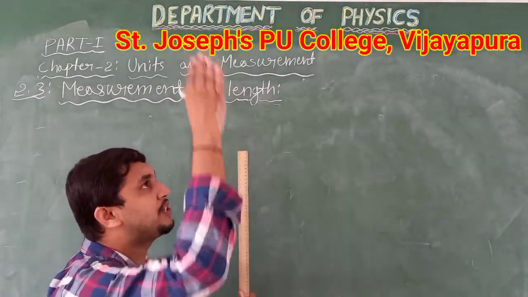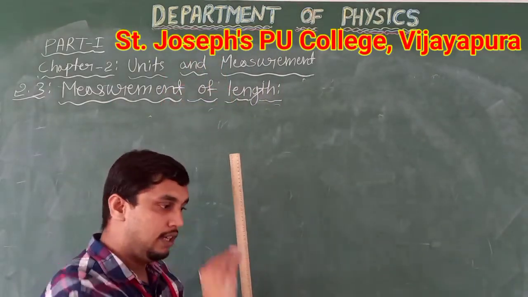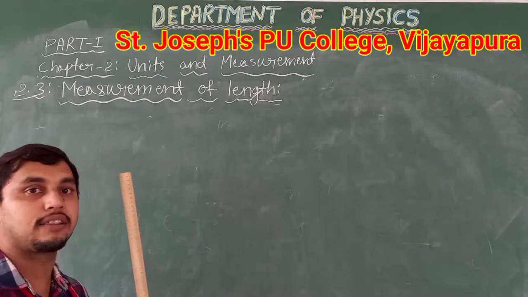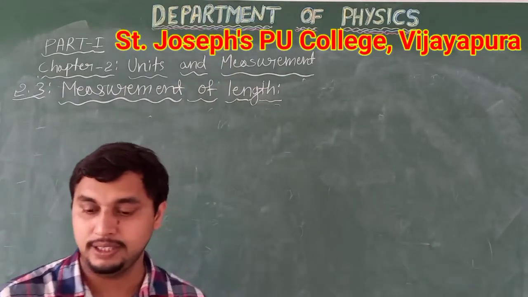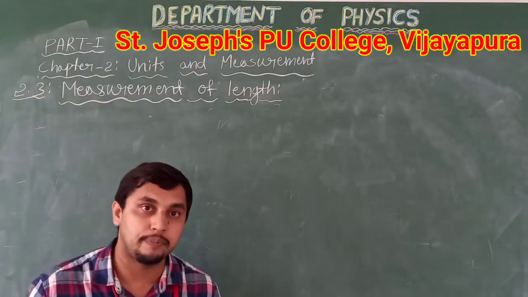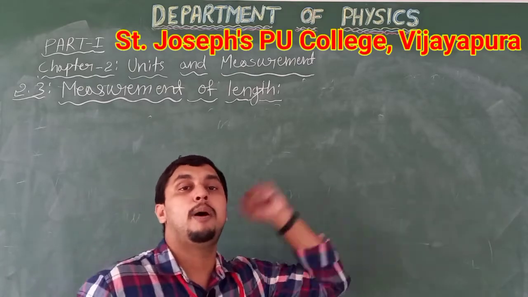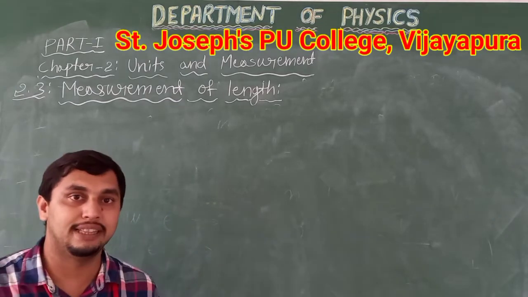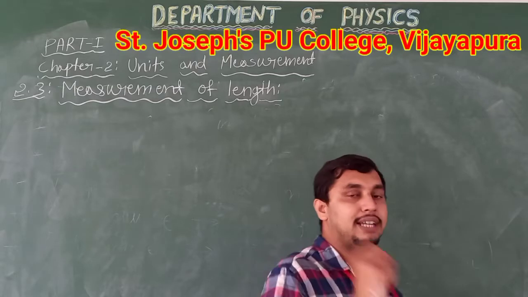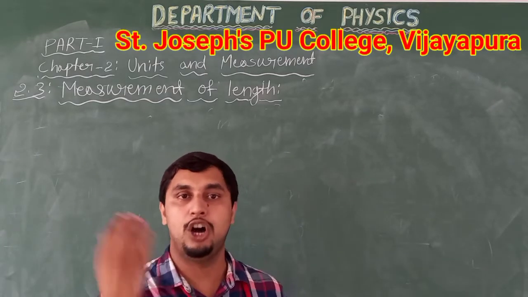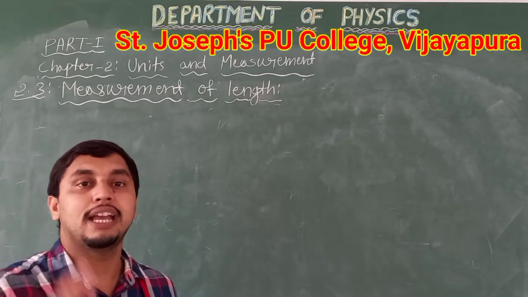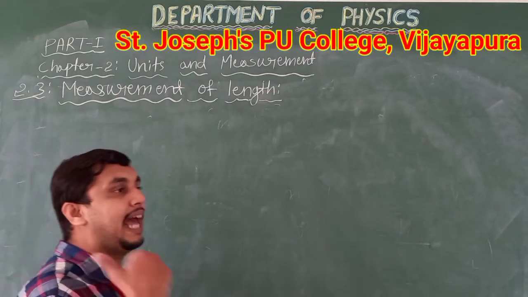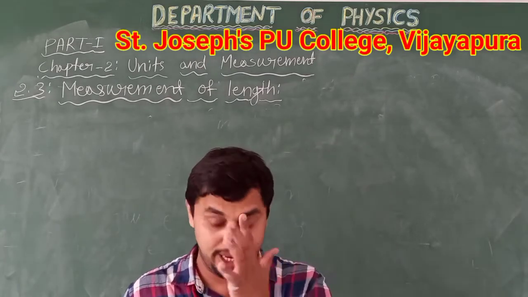So measuring the length or distance between the earth's surface and the moon, or any other planet or any other star, is not possible by using a meter scale. That means it is not possible by using a direct method. Then we will go for an indirect method to measure the larger measurement of length. For example, the distance between Earth and Moon, Earth and any other planet, or Earth and any other star. I hope it's clear. You people have to go for an indirect method for measuring a larger measurement.